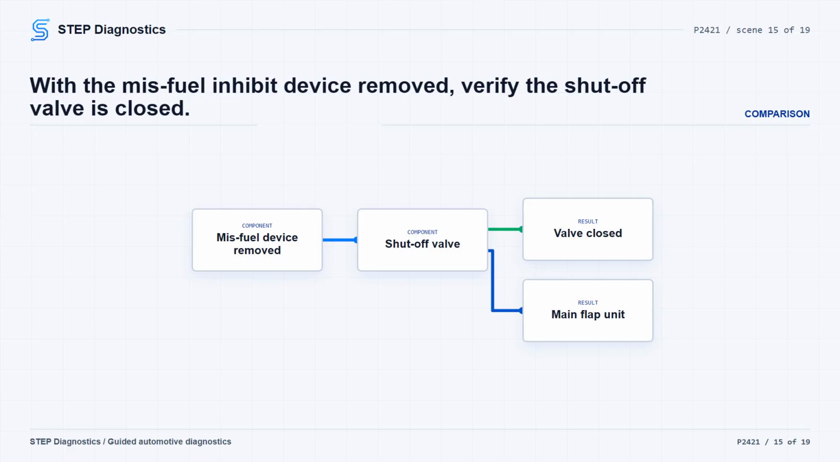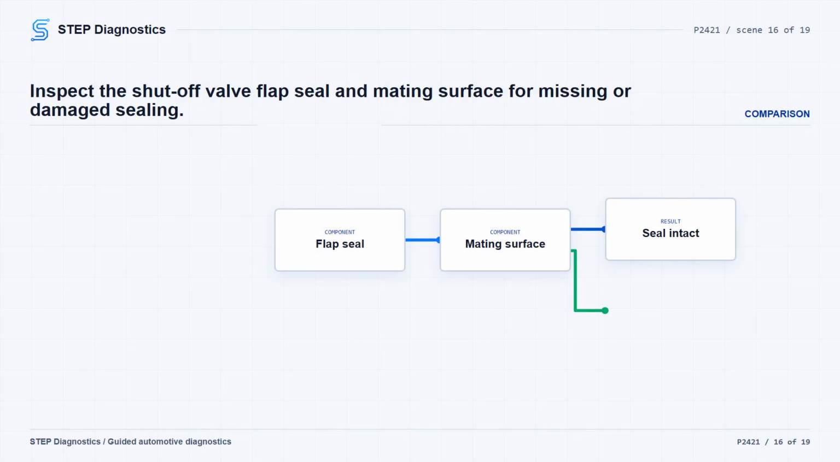Then, again with the misfuel inhibit device removed, inspect the flap seal of the shutoff valve and the mating surface for a missing or damaged seal. The expected result is no missing or damaged seals. If that seal inspection is abnormal, the problem is with the main flap unit.